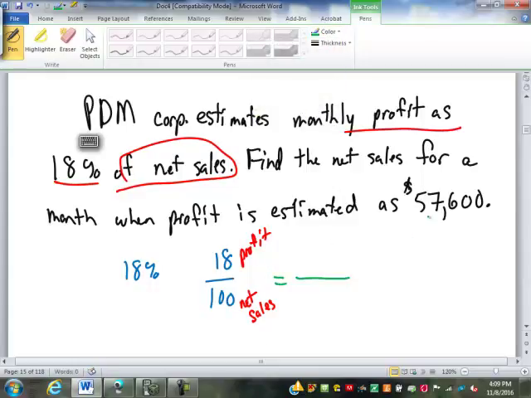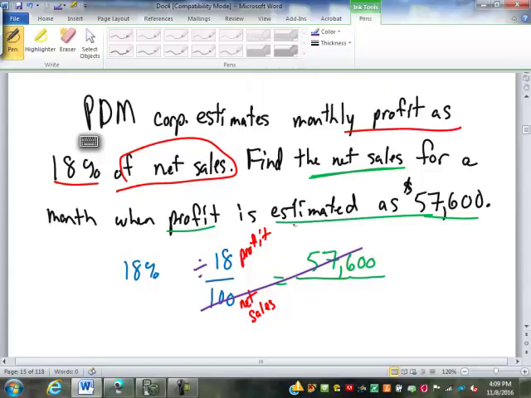On the other side, we have the 57,600. Does that represent profit or net sales? Profit. Profit is estimated at $57,600. So we are looking for net sales, and that's what we're going to get out of our proportion, is net sales. So we cross multiply and divide. 100 times 57,600 divided by 18, which is going to give us 320,000. Perfect.